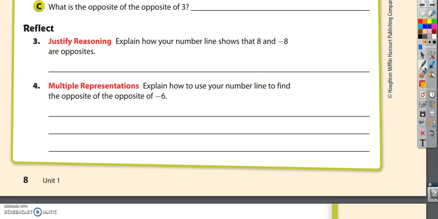Reflect. Question 3, justify reasoning. Explain how your number line shows that 8 and -8 are opposites. There's different ways to describe this. One way would be you could say 8 and -8 are the same distance from 0. So that's one way you could write it. Or you could say that they fold on top of each other. 8 and -8 fold on top of each other.